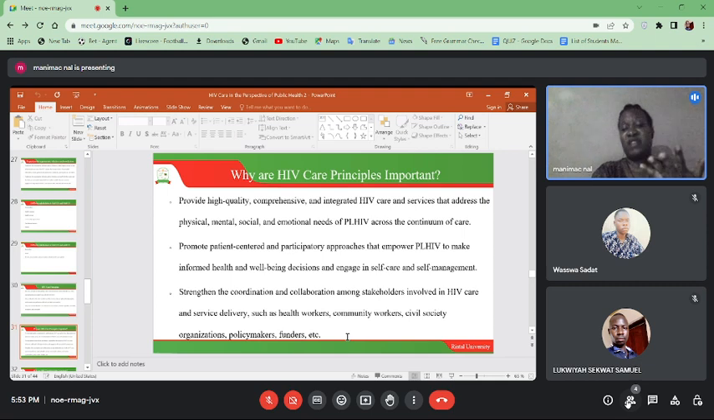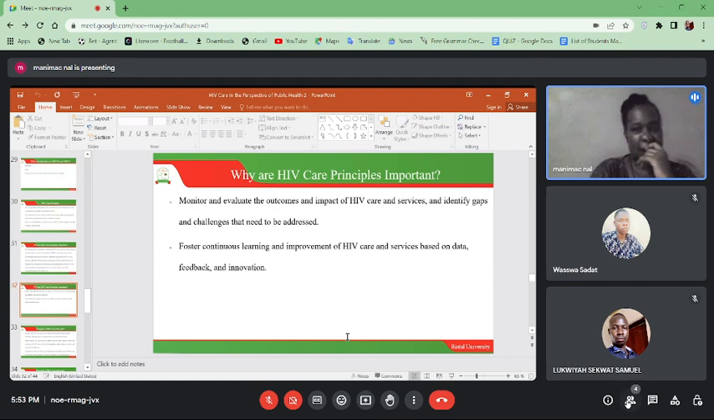That is why we believe that these principles are very important. Furthermore, we need to monitor and evaluate the outcomes and the impact of HIV care and services in a way that will also help us to identify where the gaps are, where the challenges are, and where the needs have to be addressed. So that's why the principles are very important.